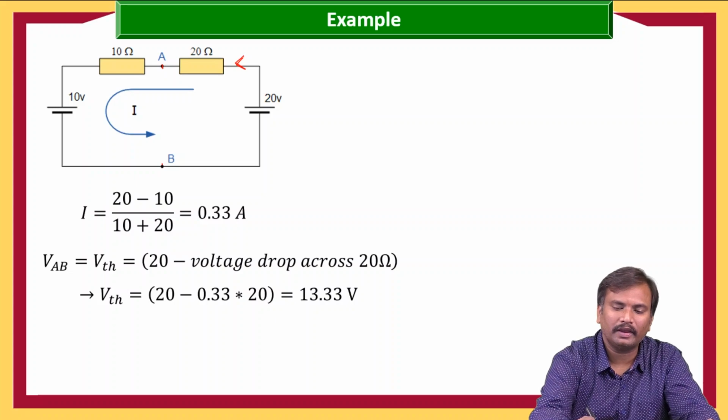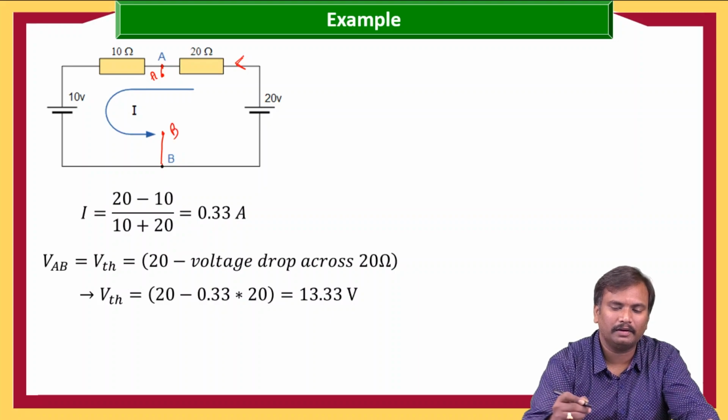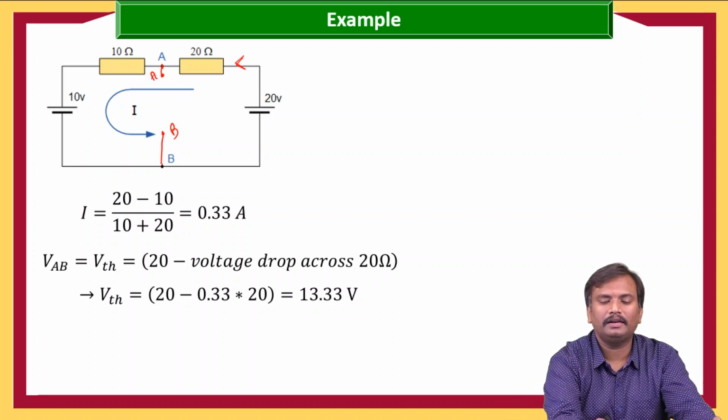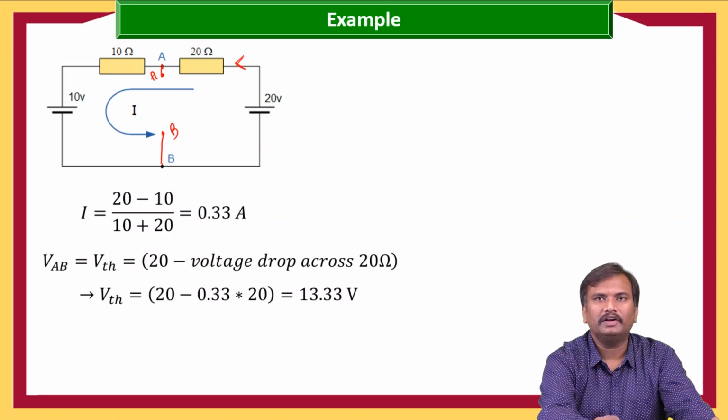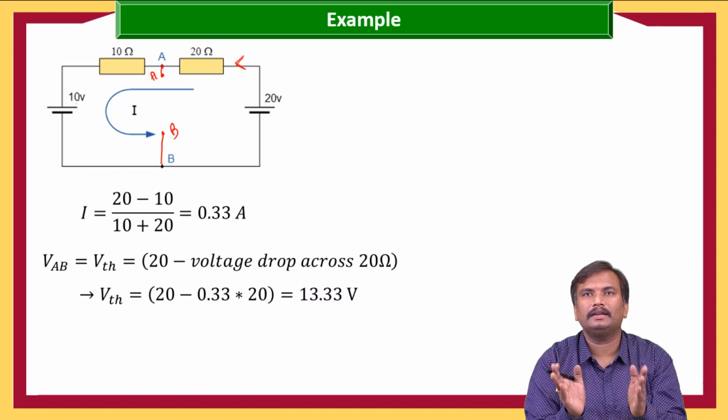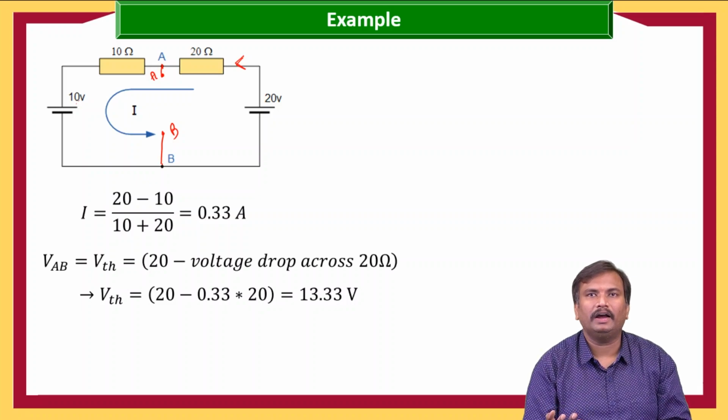Now we need to calculate the voltage between the A and B terminals. Whenever we want to calculate the voltage between A and B, we can either consider the 10 volts and 10 ohms, or consider the 20 volts and 20 ohms, because we have two parallel paths after the open circuit. Whichever parallel path you consider, you will get the same value.